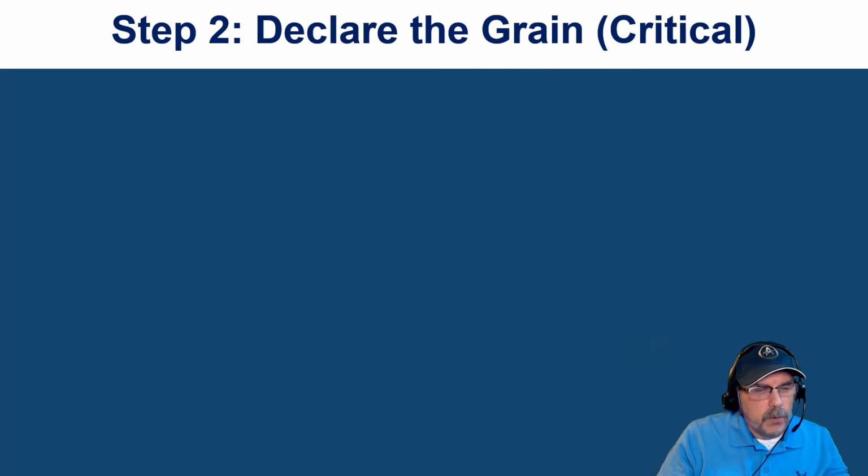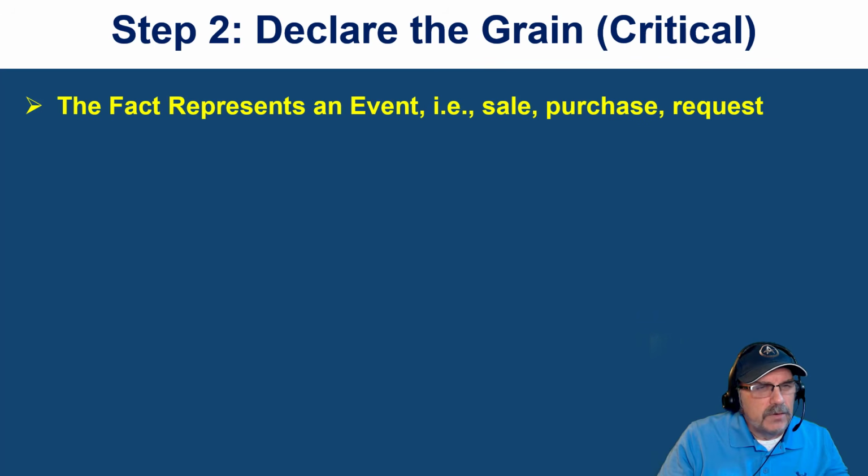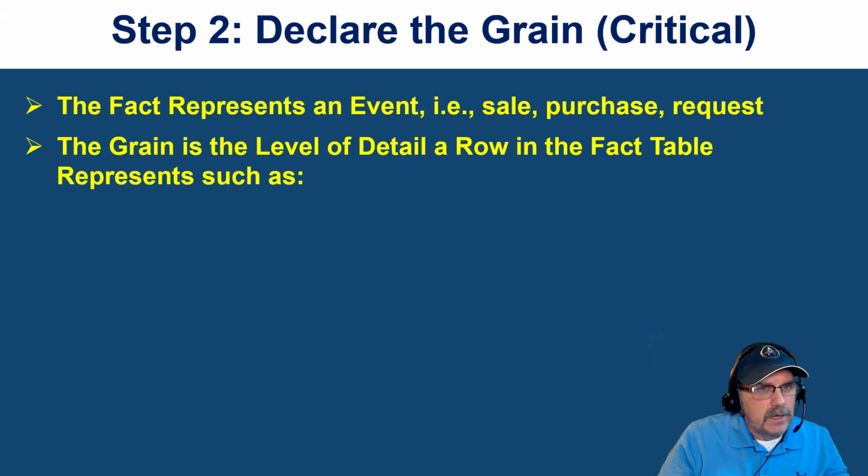So a few things before we declare the grain. The fact represents an event. We have a fact table, and each row in our fact table represents a sale. It could be a purchase, a request, any number of events, but it's an event. In this case, somebody bought something, a sale. The grain is the level of detail a row in the fact table represents, such as a single order line item versus an order summary. We could use either one, but the line item is going to give us a lot more flexibility, because we can dig down into what was purchased, what the items were.